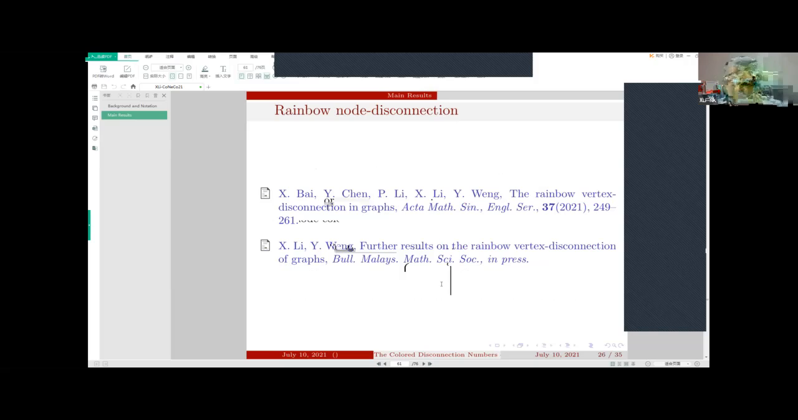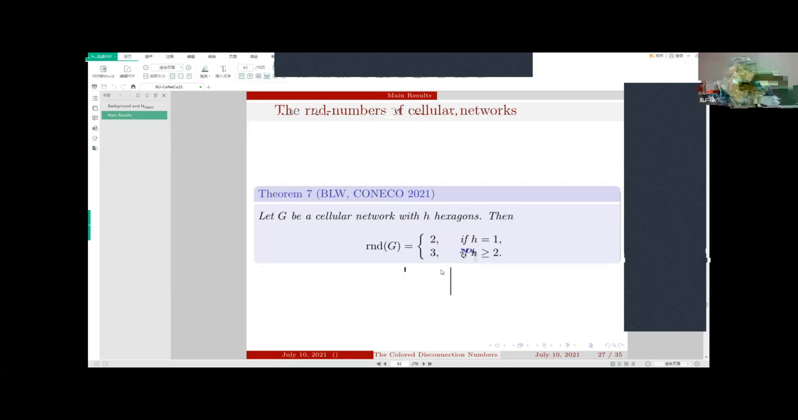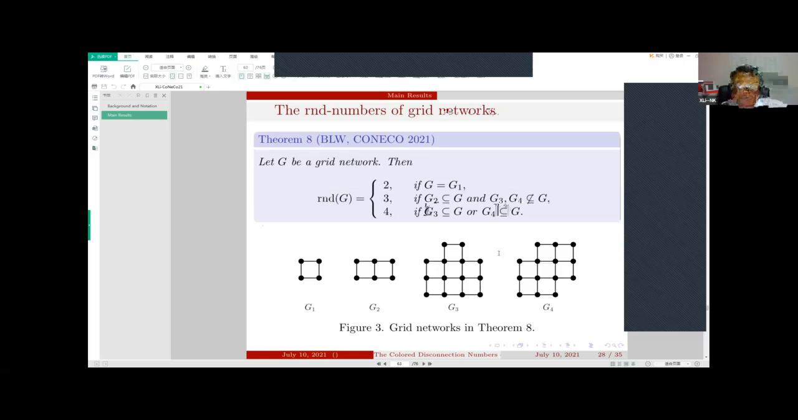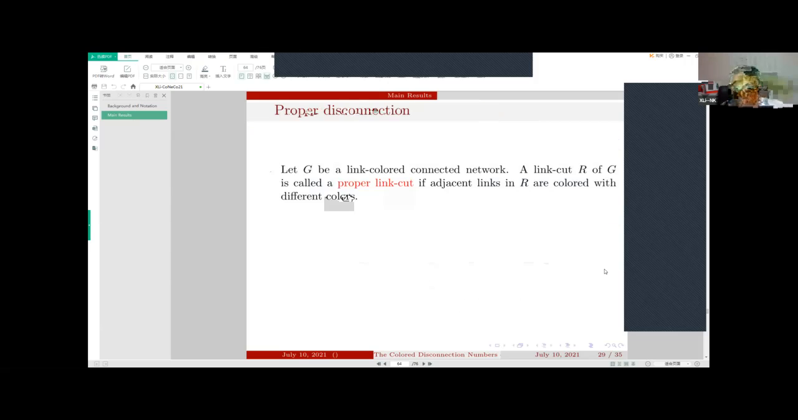We have two papers about this, and for the cellular network we get the same result. If you have 1 hexagon, the number is 2. If you have at least 2 hexagons, the number is 3. But also for the grid network, it is the same. It's the same, but the proof techniques are different because nodes and links are different.